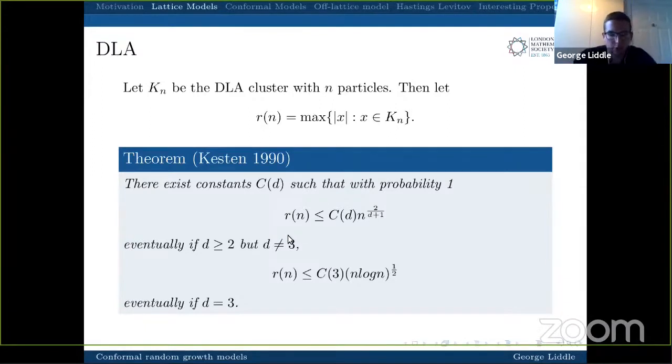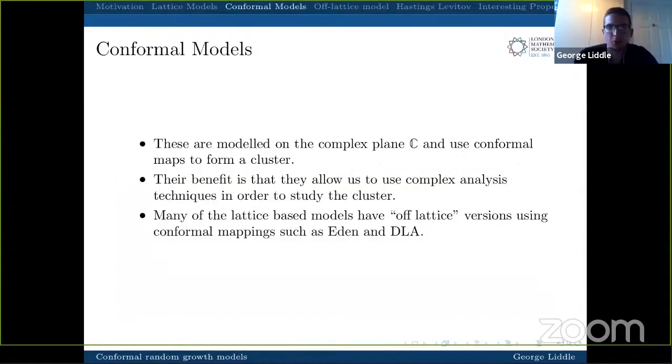So, as I said, the results on DLA and lattice-based models in general have been very difficult to come by. And part of the reason for that is that when we're studying these lattice-based models, there are very few tools that we can use in order to actually tackle the problem. So that's why this conformal random growth model idea has been introduced. The idea is, rather than modeling on a lattice, we model in the complex plane, and we compose conformal maps in order to form the cluster. The benefit of doing this is that rather than trying to study the cluster as a whole on the lattice, we can study the individual maps, and we can use complex analysis techniques on those maps. And that will then tell us about the structure of the cluster as a whole, rather than having to study it all in one go.